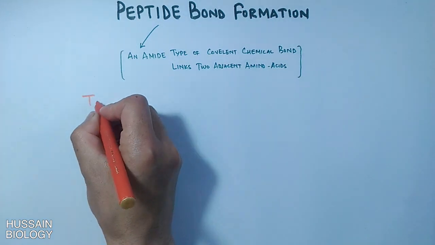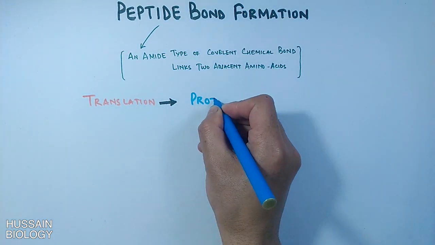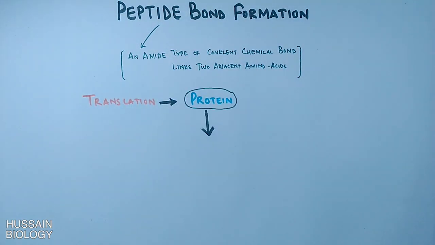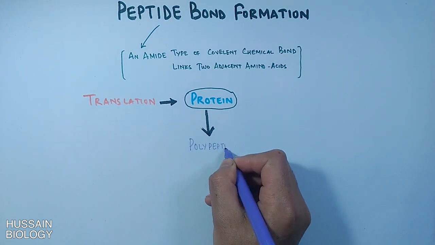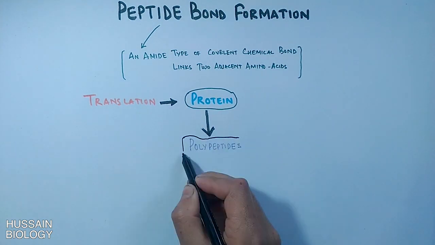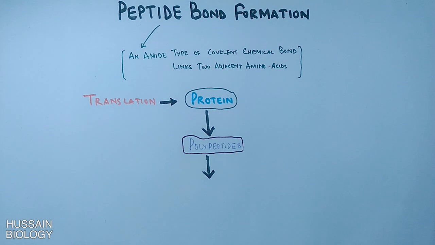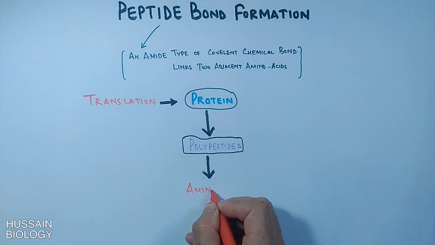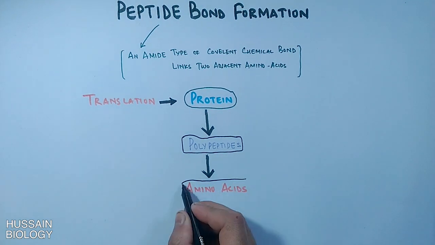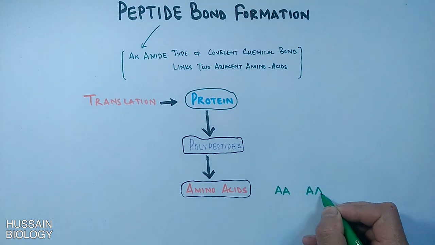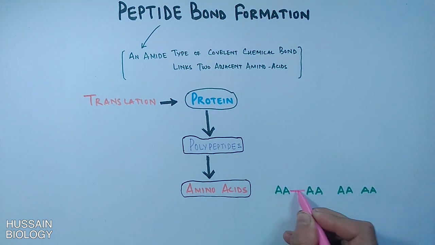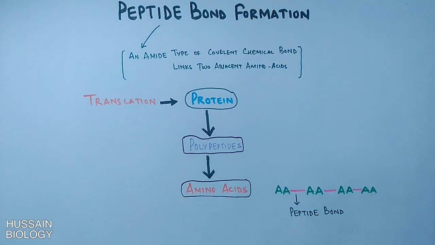We know during the process of translation, we get the proteins synthesized. And these proteins are made up of polypeptides. And these polypeptides are made up of peptides, which are linear chains of amino acids, as shown in the diagram. These amino acids are linked together by a bond called the peptide bond.